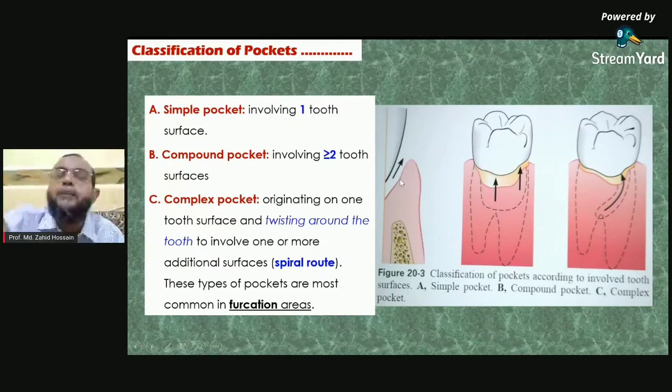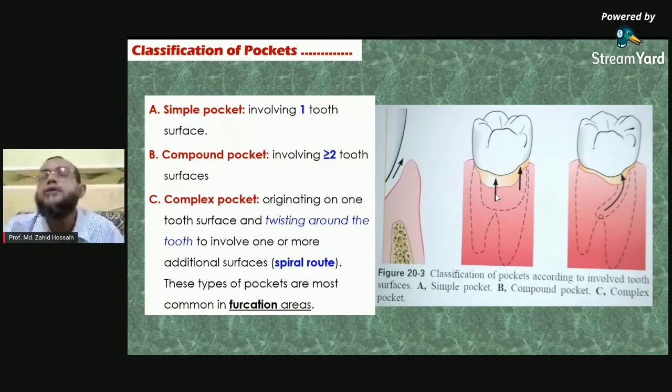Usually we insert the probe and move it. If you move it, you can understand the extension of the pocket, how much. It's called pocket configuration: depth and extension equal pocket configuration. So you insert the probe at any side and then extend mesially or distally. Suppose you entered at the mid buccal, then you move mesially or distally, and you can understand how much it extends.